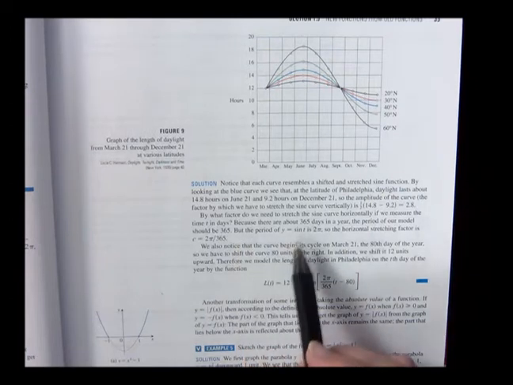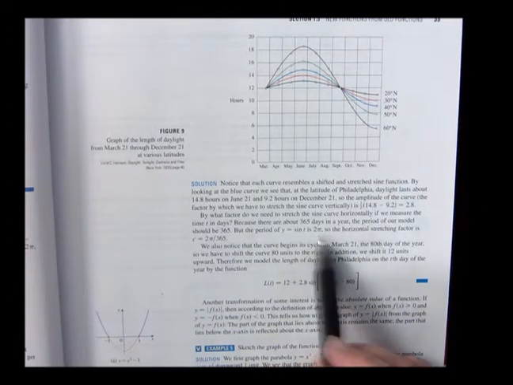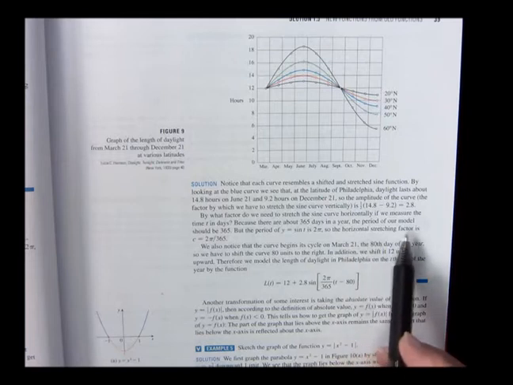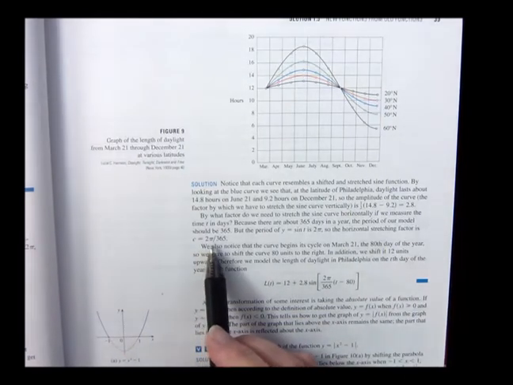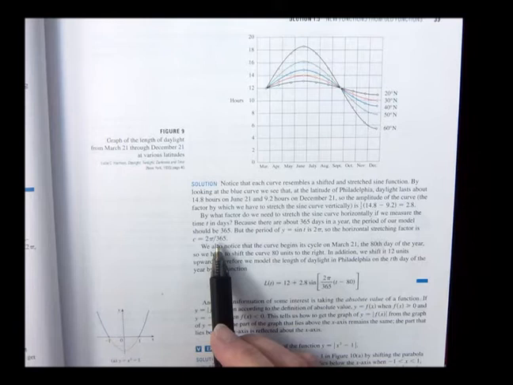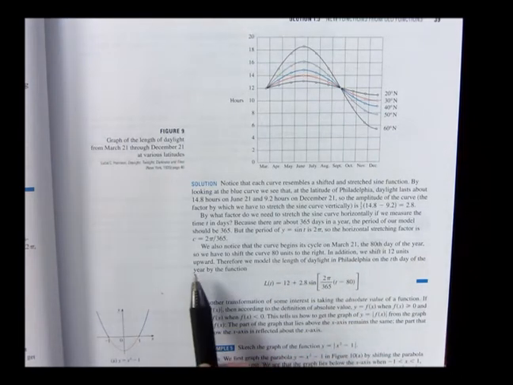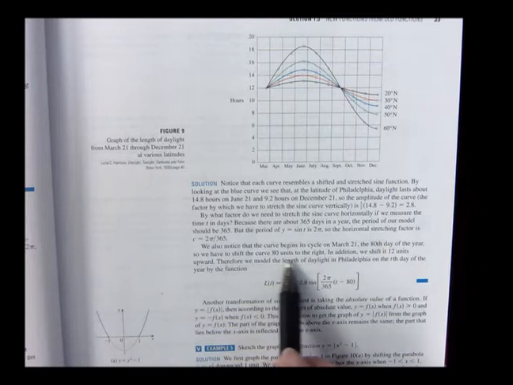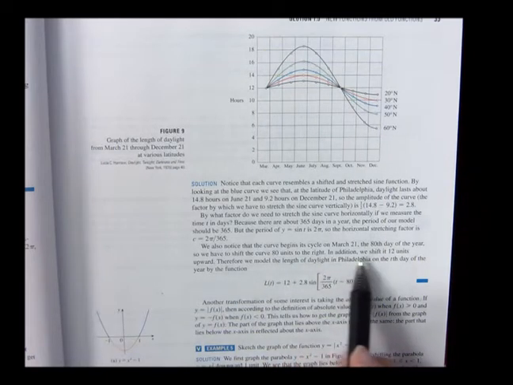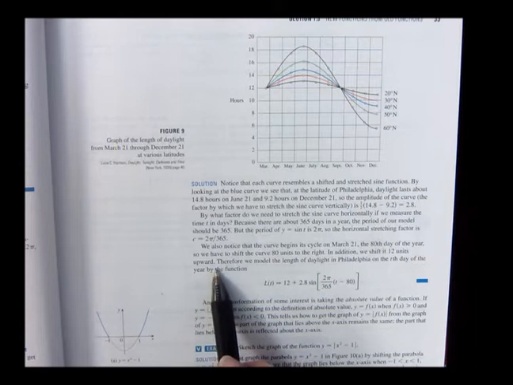But the period of sine t is 2 pi. So the horizontal stretching is a factor of 2 pi divided by 365. Now we also notice that this model started on March 21st, the 80th day of the year. So then we have to shift the curve 80 units to the right. In addition, we shift it 12 units upward. Okay, therefore making it this model.